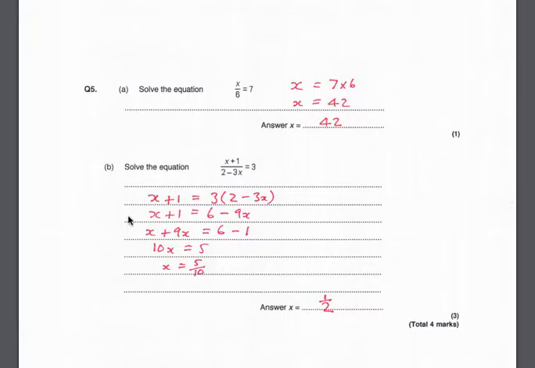Let's bring the x's to the left and take the numbers to the right. Bring the minus 9x across, it becomes plus 9x. Take the plus 1 across here, it becomes minus 1. So that gives us x plus 9x is 10x on the left side, and 6 minus 1 is 5 on the right. 10x equals 5, so x is 5 divided by 10, which simplifies to x equals a half.